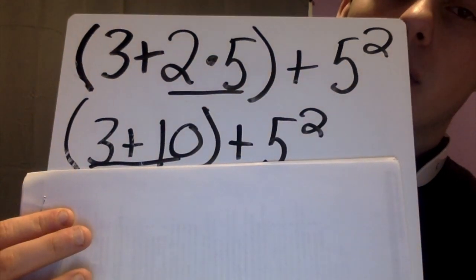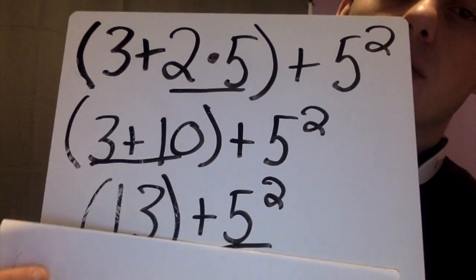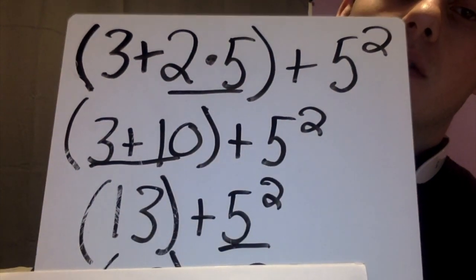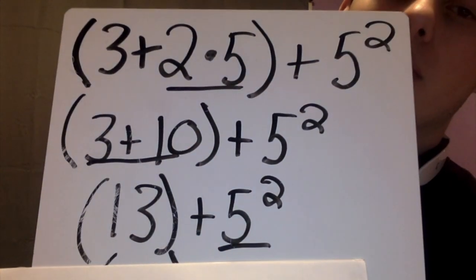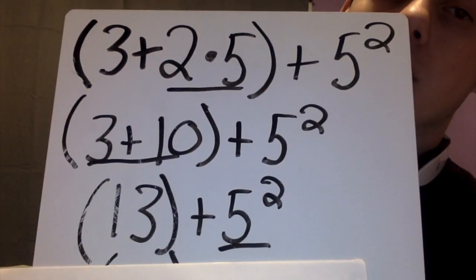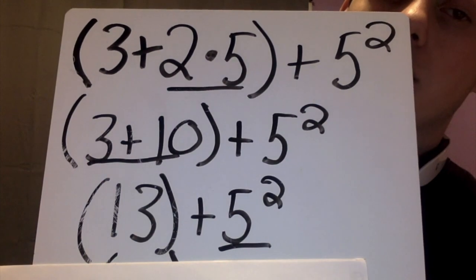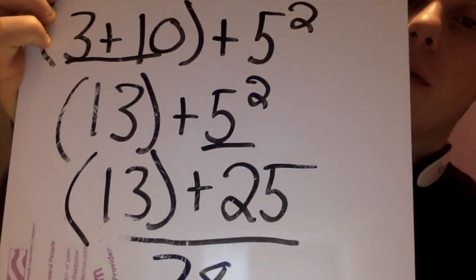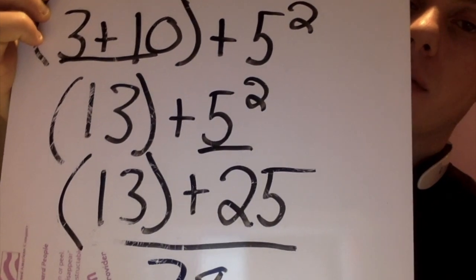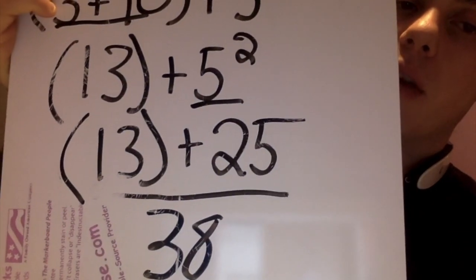So we get, after we add those, 13 plus 5 squared. Now, we're done with our parentheses, so we move on to exponents. So now that we've done the exponent, we now have 13 times 25. Add those together, and we get 38.